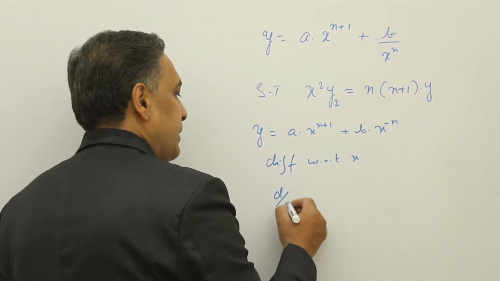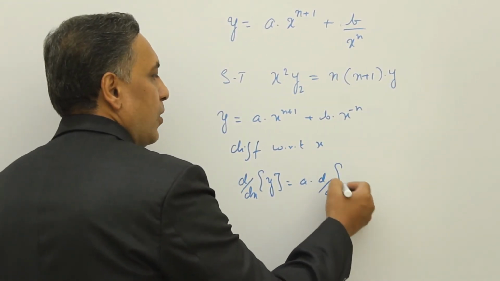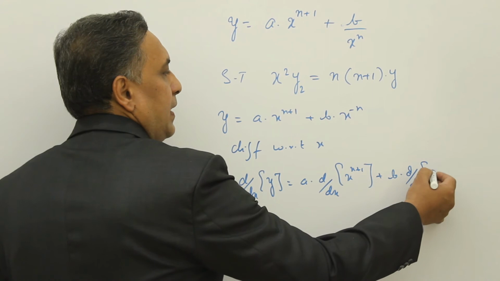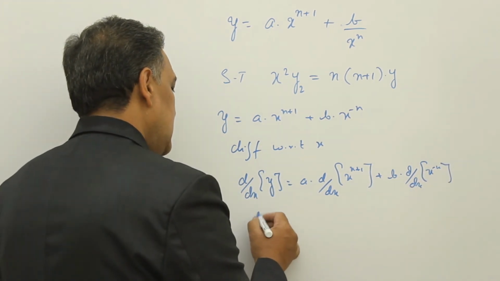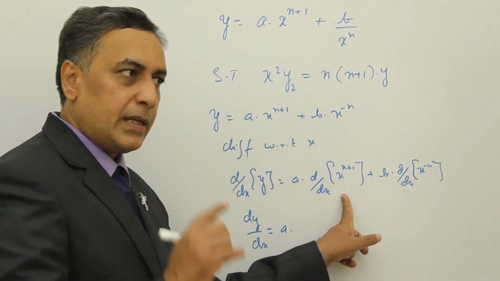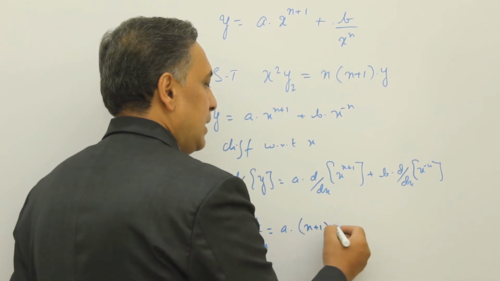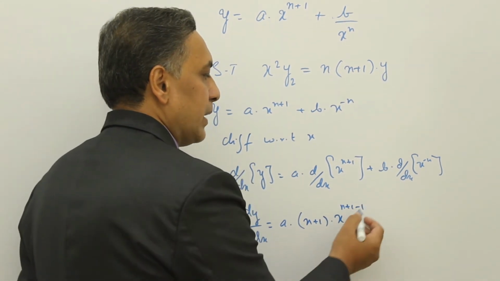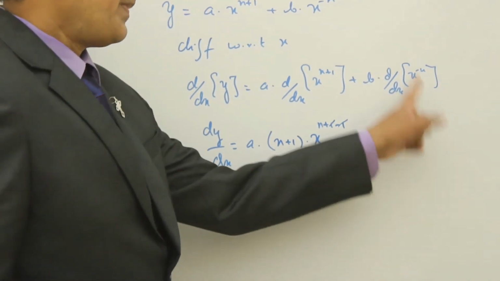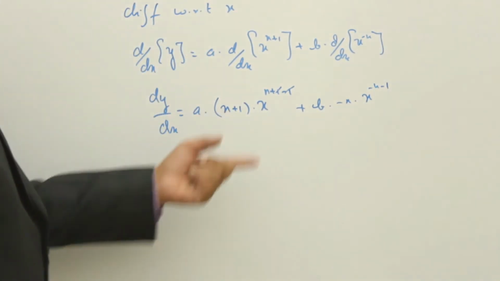So you'll be getting d by dx of y equals a into d by dx of x to the power n plus 1 plus b into d by dx of x to the power minus n. So you'll be getting here dy by dx equals a into x to the power n is nothing but n into x to the power n minus 1. So applying that law, you get n plus 1 into x to the power n plus 1 minus 1. Plus 1 minus 1 gets cancelled. So plus b into x to the power n. Here it is minus n, so it will become minus n into x to the power minus n minus 1. That will be the differentiation of it.